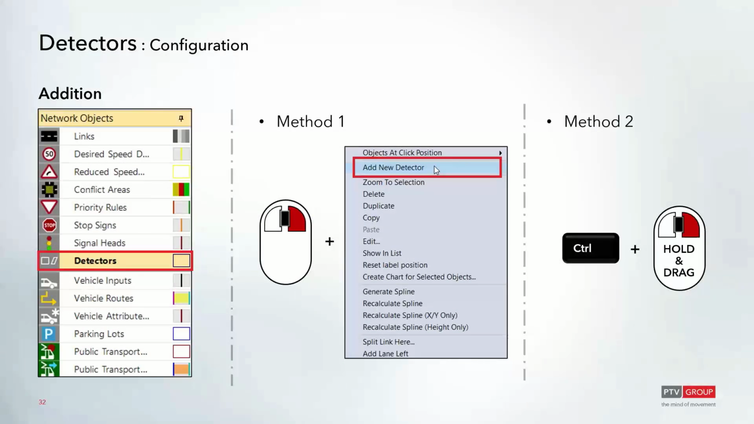So in order to add that detector into the network, first you'll just need to go back to that Network Objects toolbar and click on that detector object. And then you can either right-click on the link and then select that Add New Detector option over here in the context menu. Or instead, you can also press Control, and then if you right-click and drag, that will create a detector of a desired length.